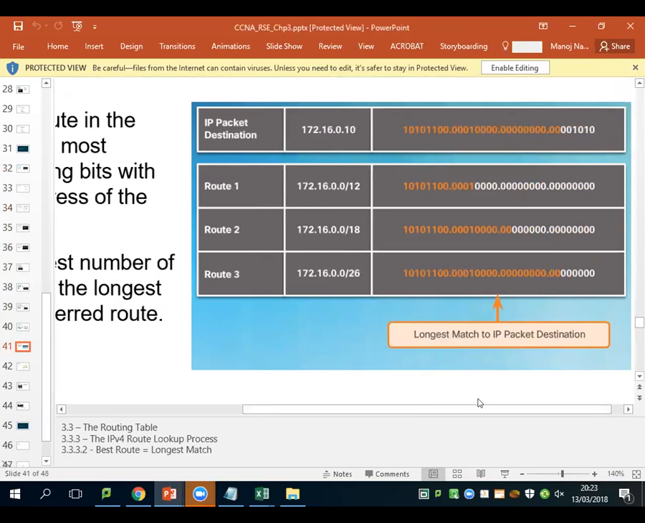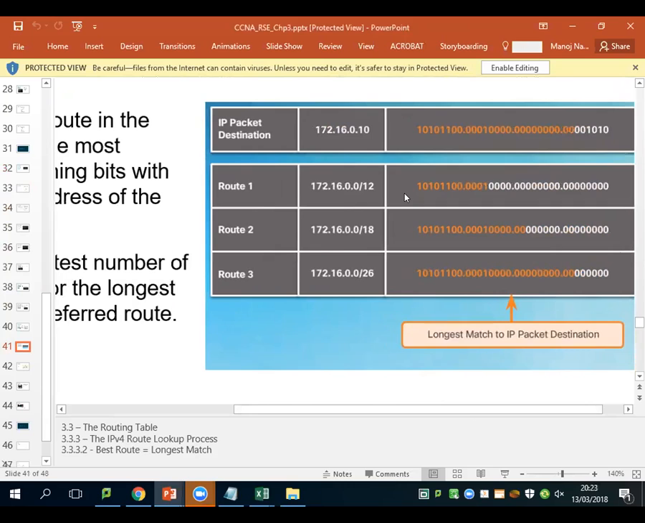Why is that the longest match to the packet destination? Let's go back. I've got these 3 routes in my routing table. With this /12, that obviously means we're going to count back the bits. This /26 route, although all the routes in the table are actually identical, has the longest match to the packet destination from the left side.